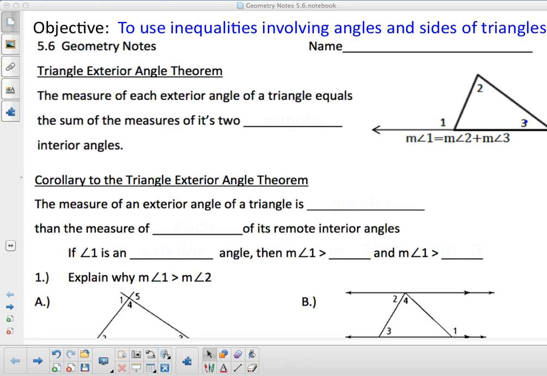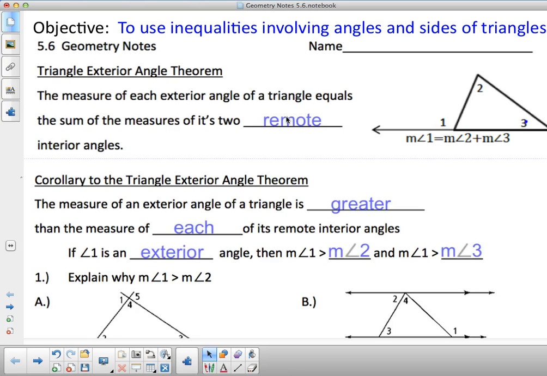So first of all, let's talk about these two, because it's really a connection to something we've done before. Back in, I want to say, chapter 3, we did stuff with remote interior angles. So now we've got remote interior and exterior angles. The exterior angle is equal to the two non-adjacent remote interiors. If I add those two angles together, I get the measure of angle 1. Which makes the corollary we're talking about today so significantly interesting. A corollary is a theorem that they say can follow easily from the original.